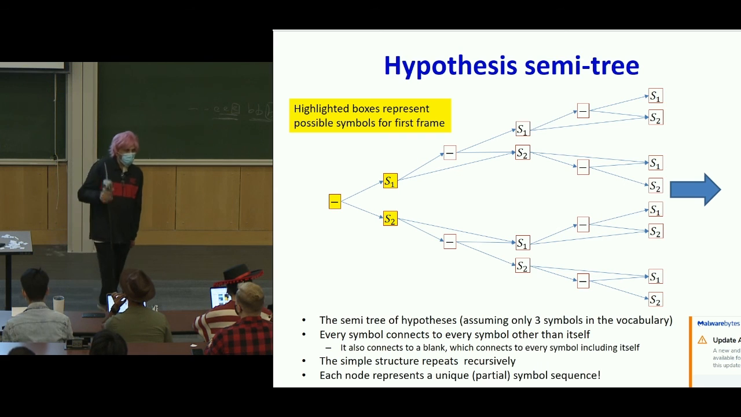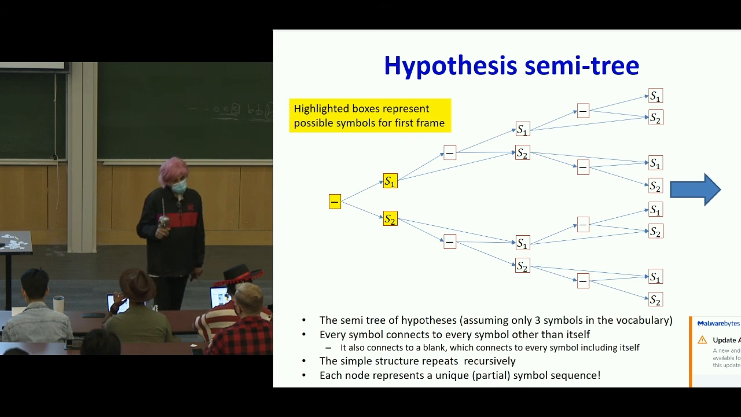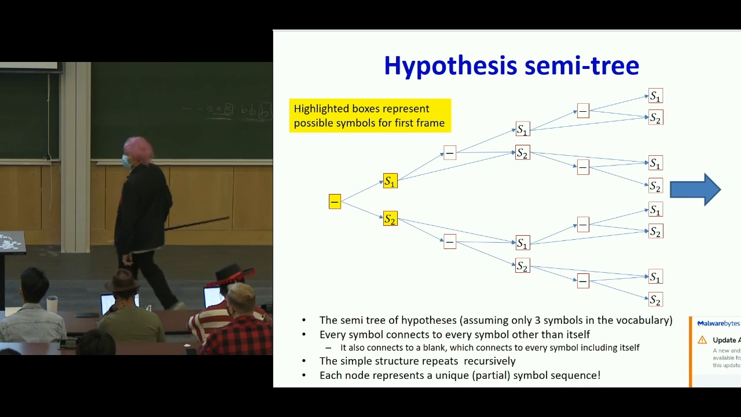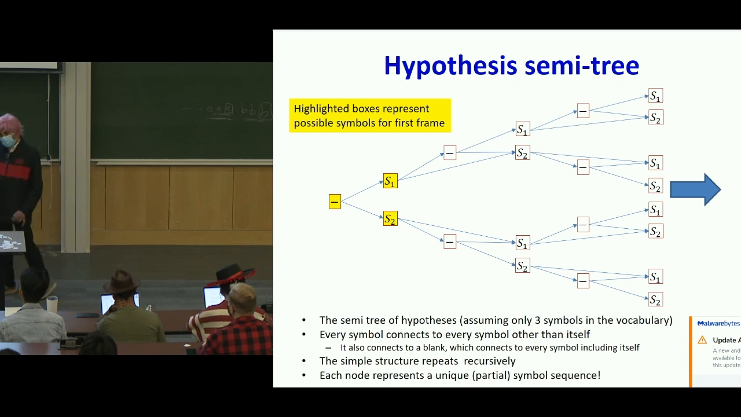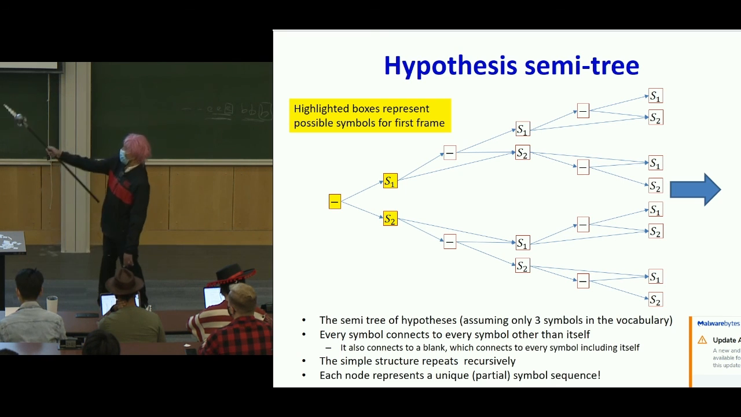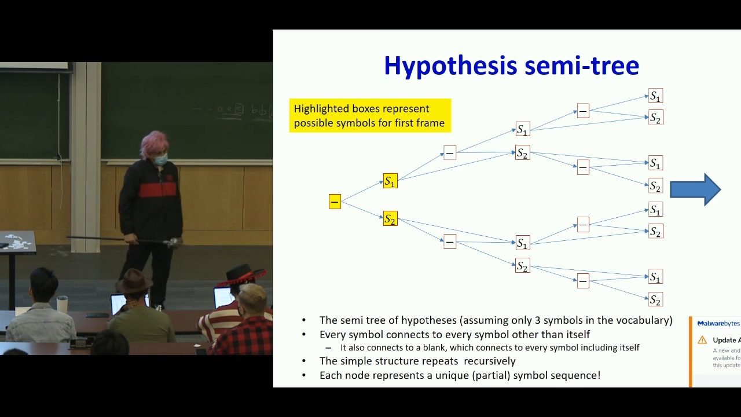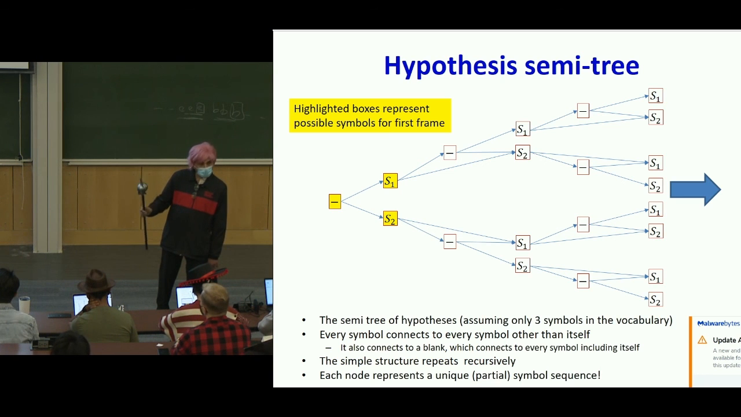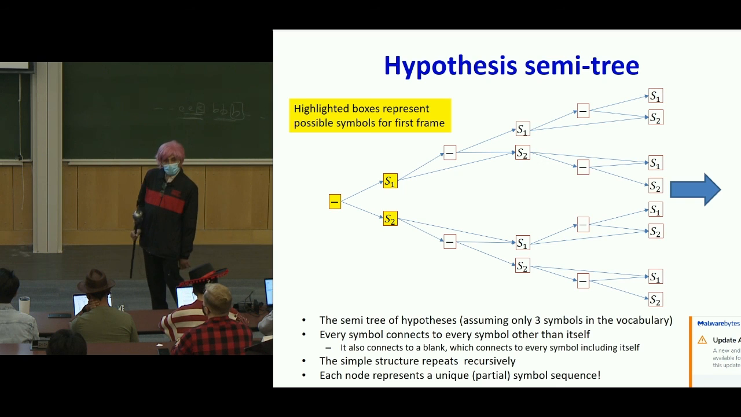I can represent all of my aligned sequences as a tree. So here, for example, I am assuming a vocabulary of just 2 symbols, S1 and S2. When I'm generating an aligned sequence, the first symbol can be either a blank or an S1 or an S2. Then S1 can be followed either directly by an S2, or it can be followed by a blank and then followed by an S1, because if you want 2 repetitions of S1, it has to go through a blank. But then an S1 followed by a blank followed by an S2 is also valid. That's also an S1, S2, right?